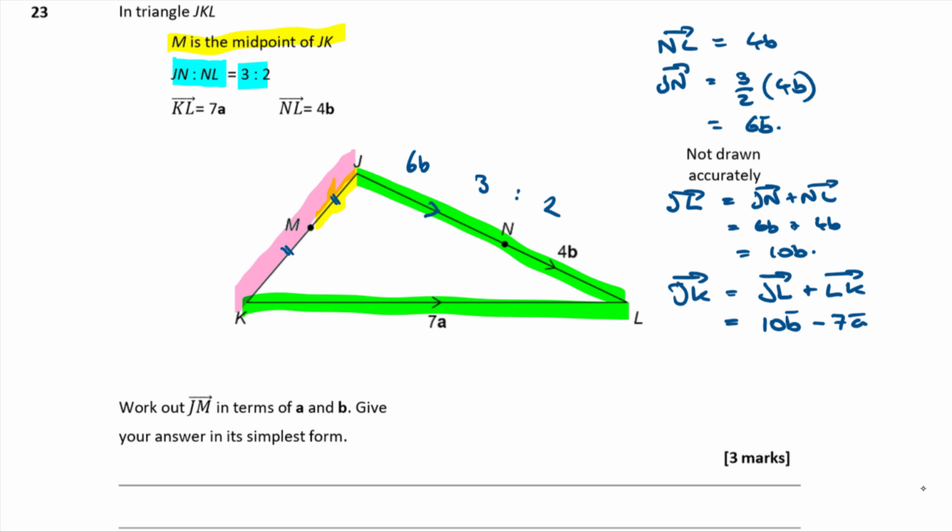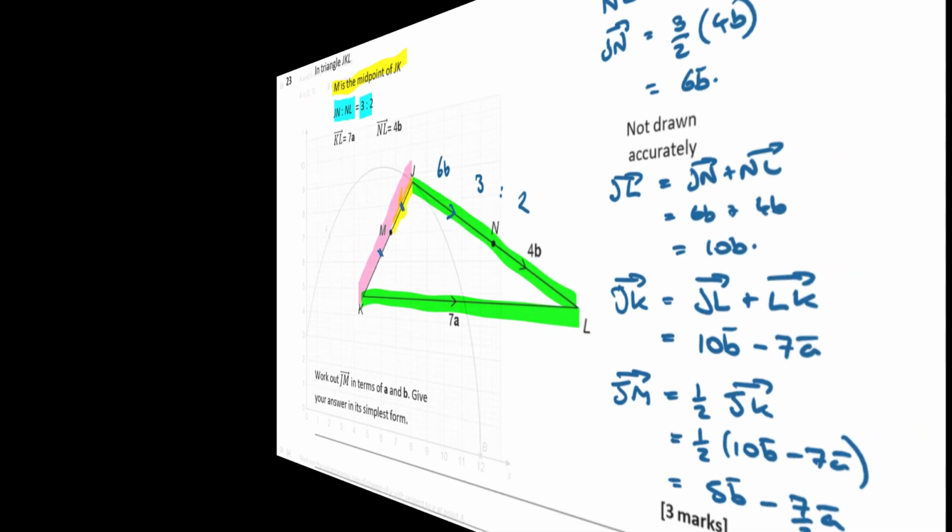Now what we want to know is what JM is, and we know that M is the midpoint of JK, so J to M is going to be half of the vector J to K, isn't it? Okay, so that is half of 10B minus 7A, which, just multiplying that out, I'm going to get 5B minus 7 over 2 A, it's like 3.5A. So the vector I want, J to M, is 5B minus 7 over 2 A.